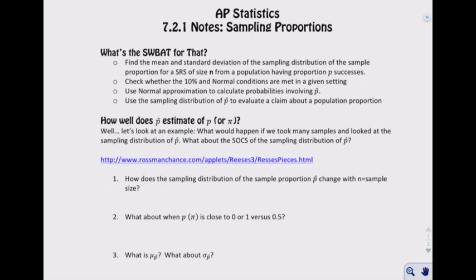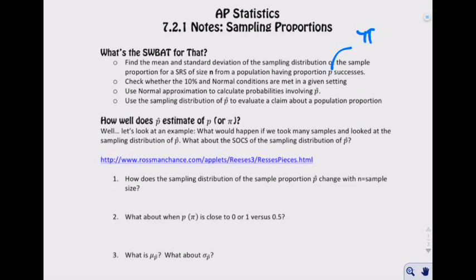So what we're going to be doing is finding the mean and standard deviation of the sampling distribution of sample proportions, for a simple random sample of size n from a population with a certain proportion p of successes. And just as a reminder, p can also be seen as pi as well. We will also look at whether the 10% and normal conditions are met in a certain setting, and use the normal approximation to calculate probabilities involving p hat. So when can we use a normal distribution? Then we're going to use the sampling distribution of p hat to evaluate a claim. So basically we're going to do an example.